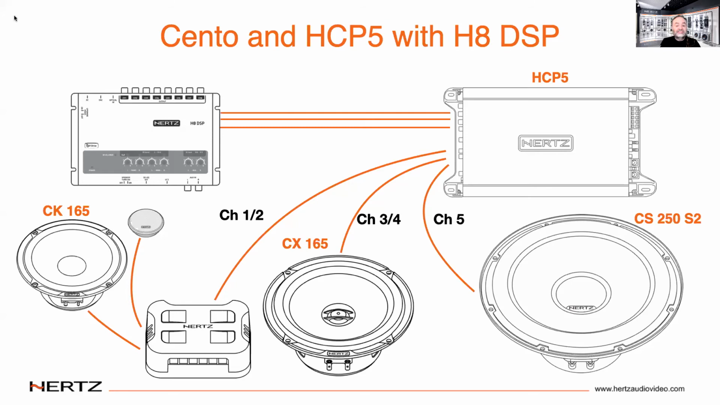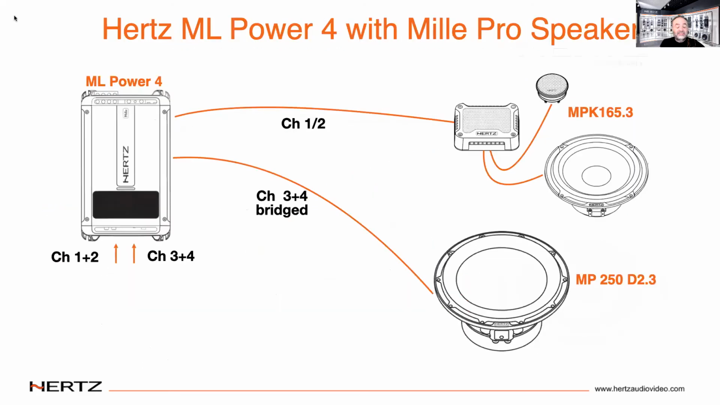Now let me show you a simpler system design than this, but it's oriented toward high fidelity rather than just output. And this is a basic 3-channel system. We got Miele Pro 6.5-inch 2-way components and a Miele Pro 10-inch subwoofer. So we're using a Miele Power 4 amplifier. This is 150 watts to each front component set and 500 watts to the subwoofer. So this is a really good high fidelity system.